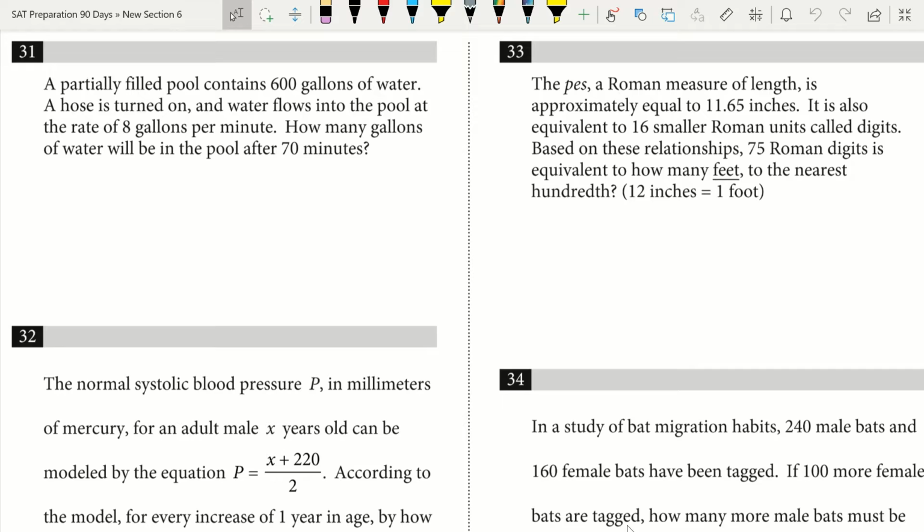Keep in mind that there are not going to be any A through D answer multiple choice options. We're going to have to find the answer on our own for these because this is the free response part of the SAT Math with Calculator section.